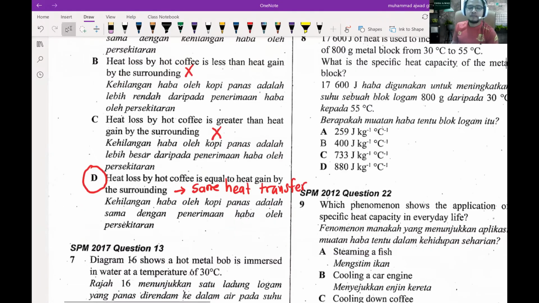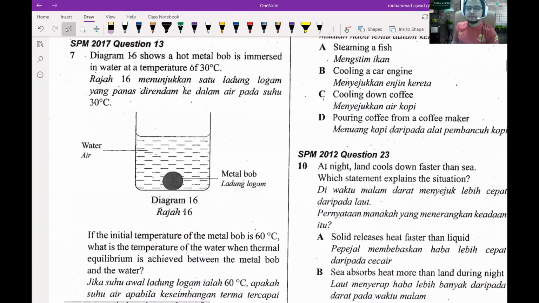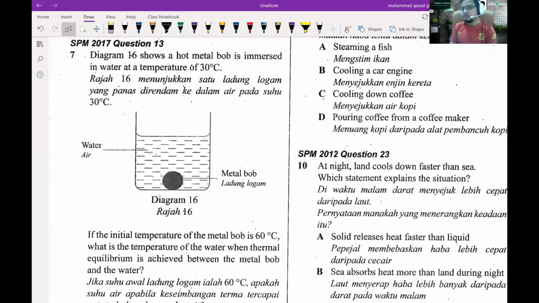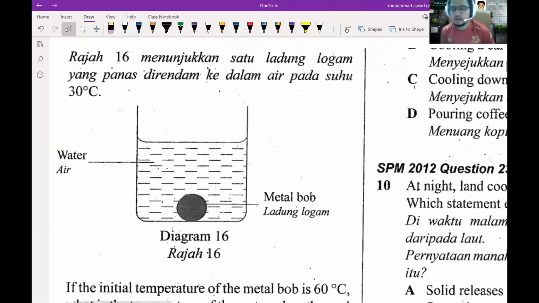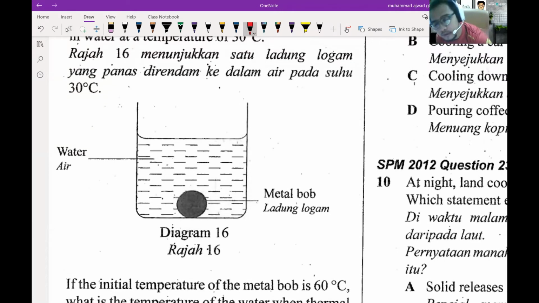Okay. Last one for thermal equilibrium. Hot metal bulb is immersed in water at a temperature of 30 degrees Celsius. If the initial temperature of the metal bulb is 60, what is the temperature of water when thermal equilibrium is achieved between the metal bulb and water? Okay. So yang kat sini dia tak suruh kira. Kalau trial dia akan suruh kira. Tapi yang ni tak suruh kira. Dia cuma bagi tahu macam ni.